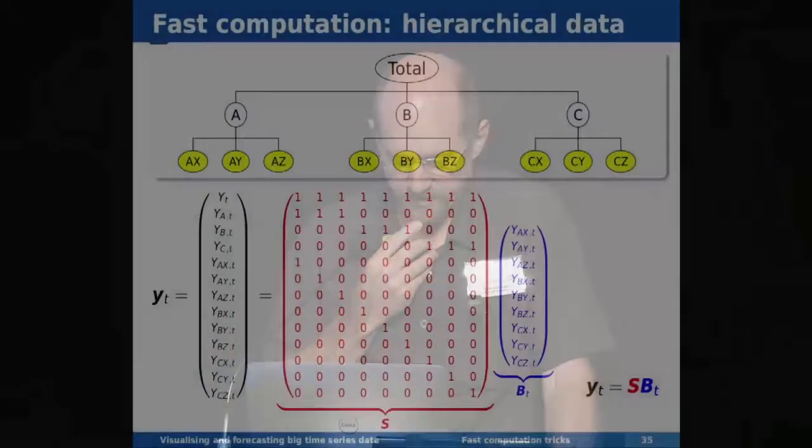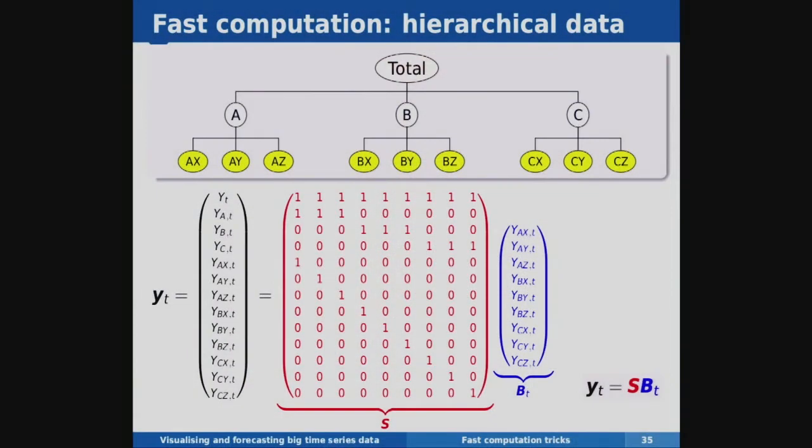So here's a hierarchy in the same way I wrote it down before. This is exactly the same slide you saw previously, where we've split by three, and then each of these nodes gets split by three. And then I've written it down in this order, the total, then the three subtotals, and then the nine disaggregated ones. But I don't have to write it in that order. I could rearrange the matrix like so.